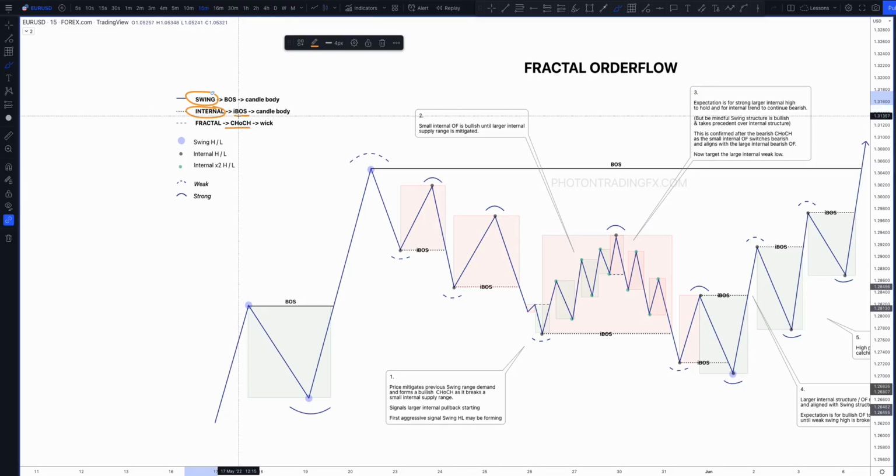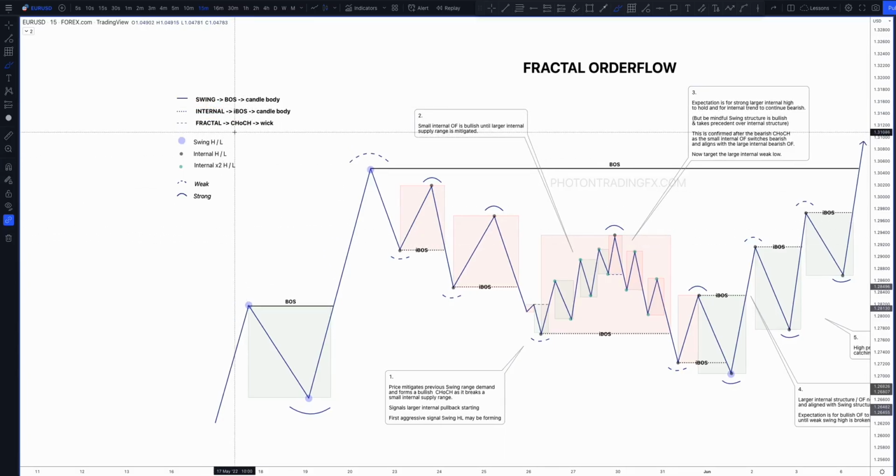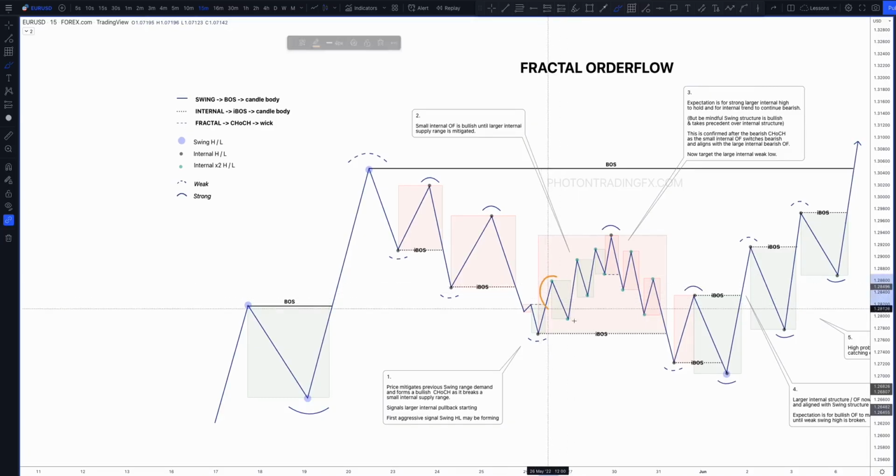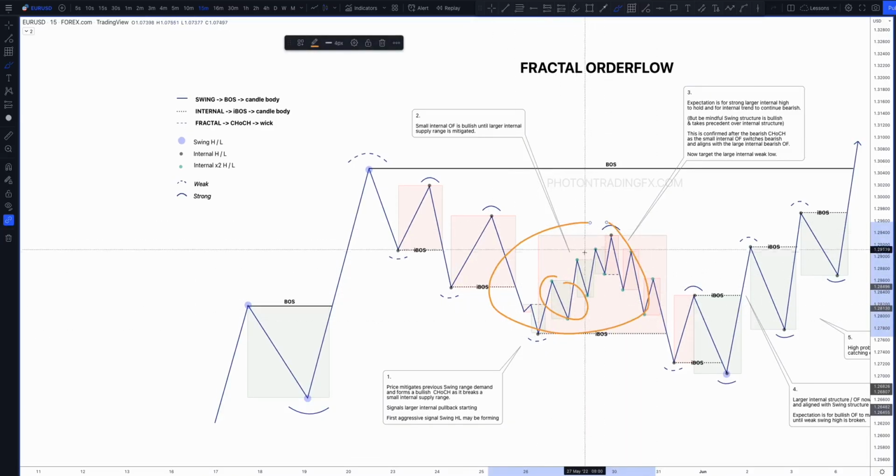Likewise, if you have a smaller IBOS, that will signal a larger internal pullback is starting or ending, right? And if you have the larger IBOS, that will then signal the swing. You have to think about it as layers on an onion or a cake. The chalk will signal the internal pullback, the IBOS will signal the swing pullback. If you've got smaller internal structure and then larger internal structure, one signals the next one, and the larger internal structure signals the swing structure, right?